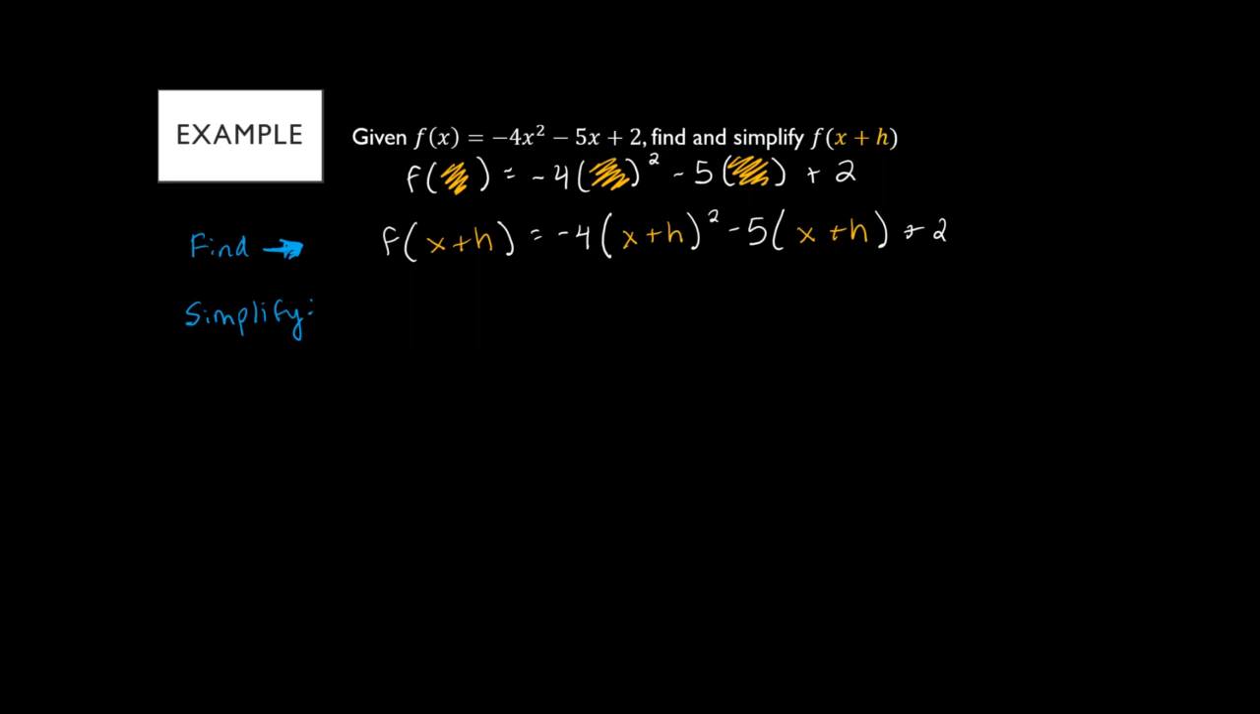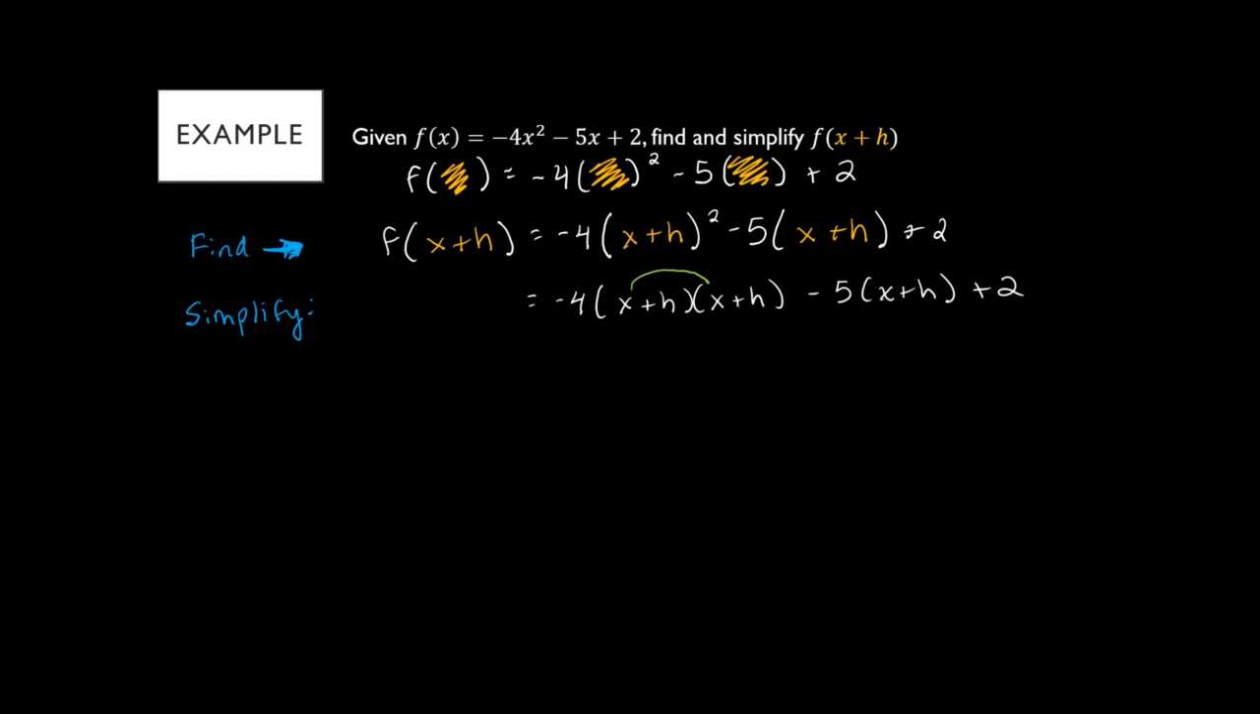So we need to actually FOIL that out, x plus h squared. What helps a lot of people is to write it twice because it's squared. That way you can do the FOIL process on it. So just write it twice, and we're going to FOIL this out. We're doing a lot of algebra here.